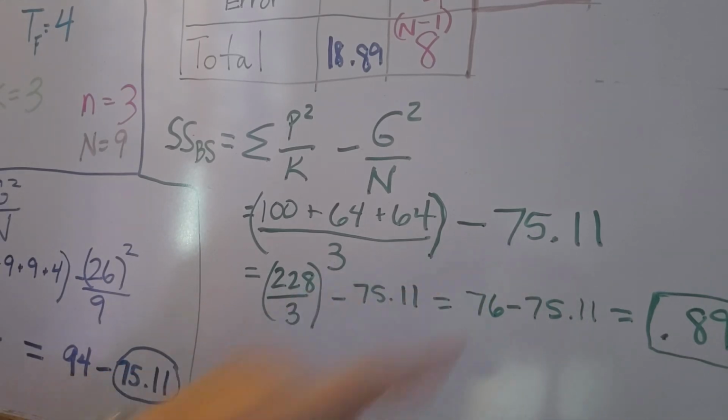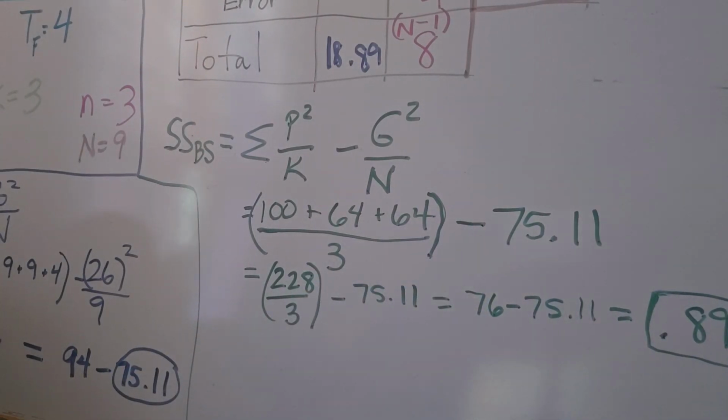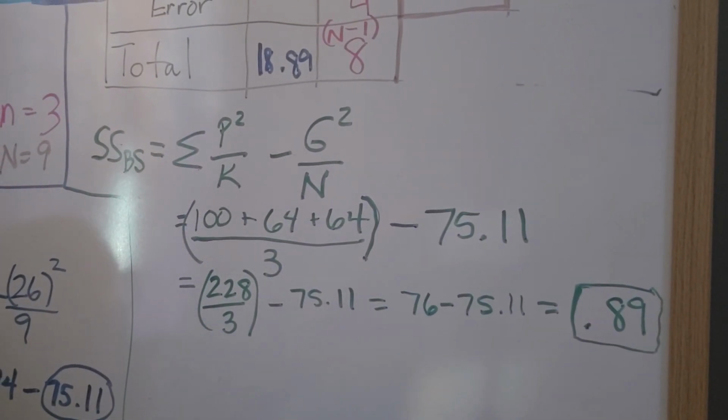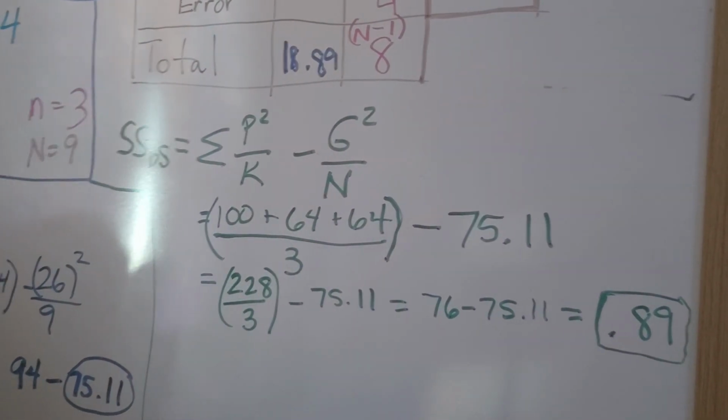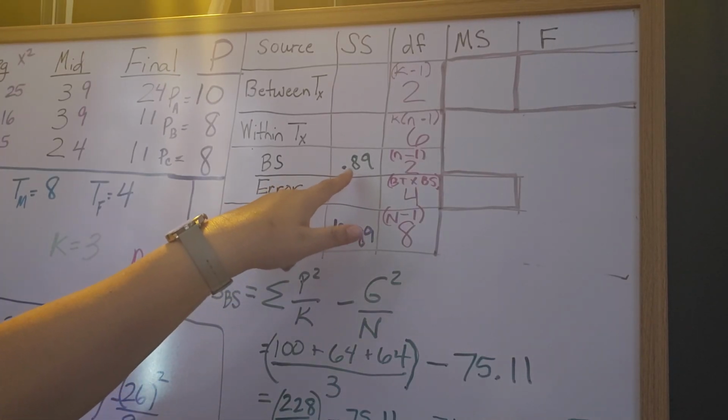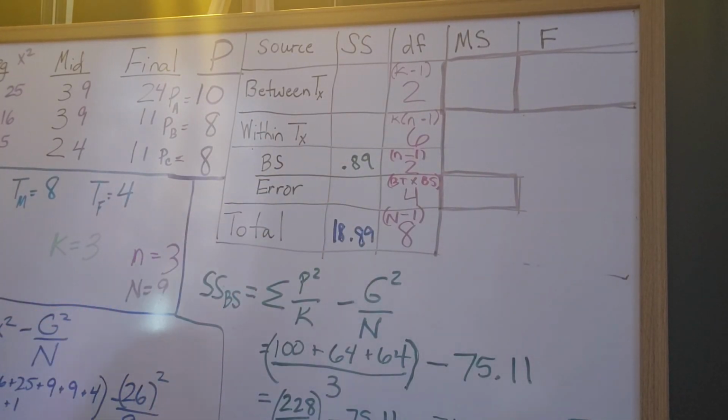So we subtract 75.11 from 76, and we get 0.89. So then we can write 0.89 up in our table, which I haven't done yet. Give me a sec. All right, so we have transferred our sum of squares between subjects to the table.